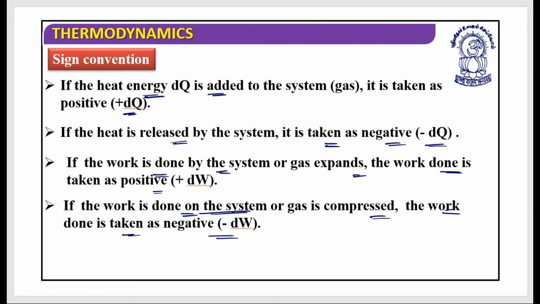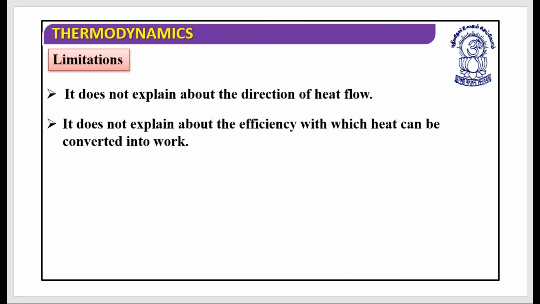We are going to discuss these terms delta Q, delta U and delta W in more detail, but before that, let's discuss certain limitations of this law. This law does not explain the direction of the heat flow, and it does not explain the efficiency with which heat can be converted into work. This is the limitation of the first law.